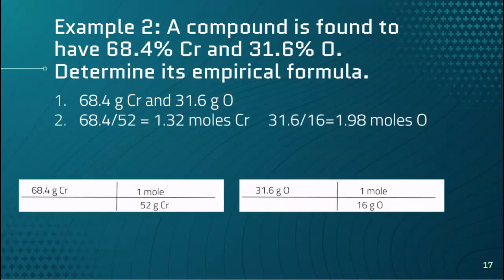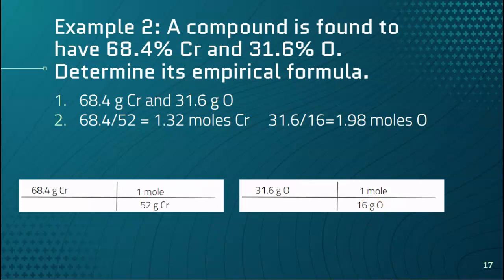Step number 2 now, we're going to convert our grams to moles. We're going to do that by dividing by the molar mass, just like we've done before with our previous mole calculations. So here's my 68.4. Here's my mass off the periodic table. Divide them up. That gives me 1.32 moles of chromium. Here's my oxygen grams divided by the 16 grams from my periodic table, and that gives me 1.98 moles of oxygen. Which number is smaller?